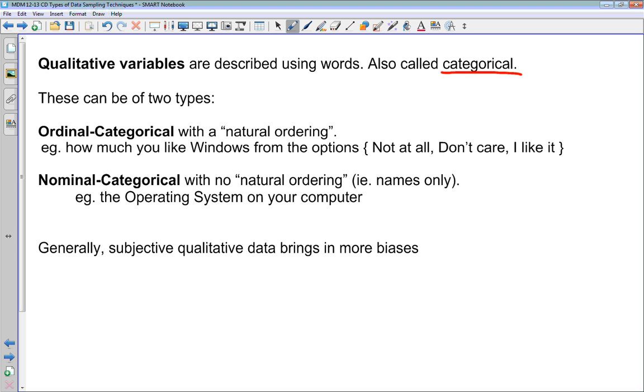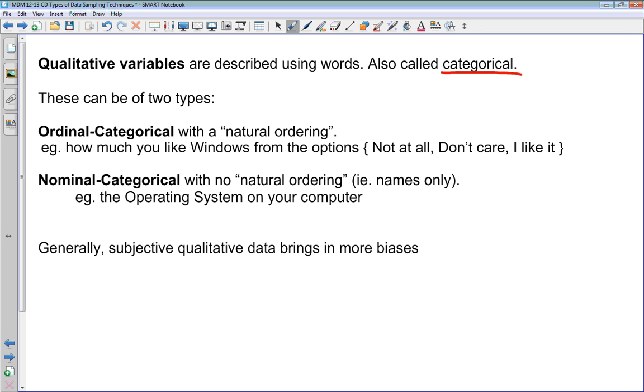So an example here is, let's say you're doing a survey and you ask people how much they like the Windows operating system, and you give them a list of options: not at all, don't care, or I like it a lot. Even though this is qualitative, or categorical data, there's a distinct ordering to it. You would always put not at all as the least, and I like it a lot as the most.